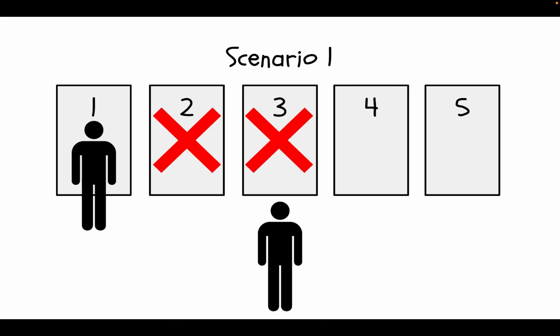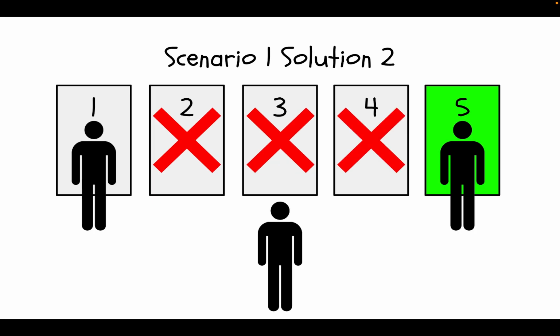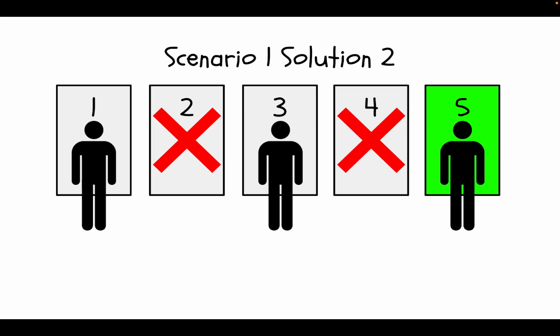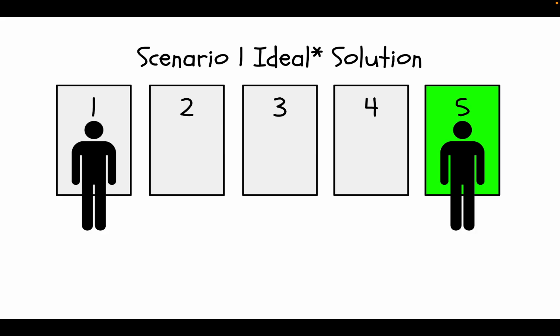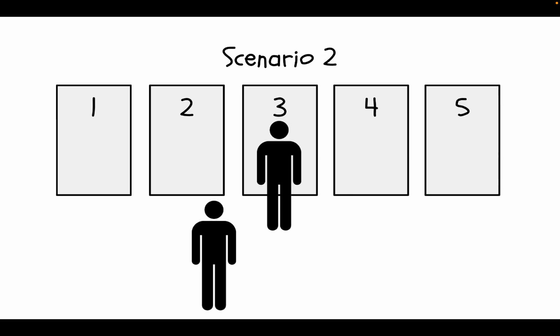Now let's say we go to slot 5 instead. When the other guy comes along, he's going to immediately think to go to slot 3. So that means slot 5 is our ideal solution to this scenario. Now here's scenario 2. Let's say we have a guy in the middle. What are we going to do now?